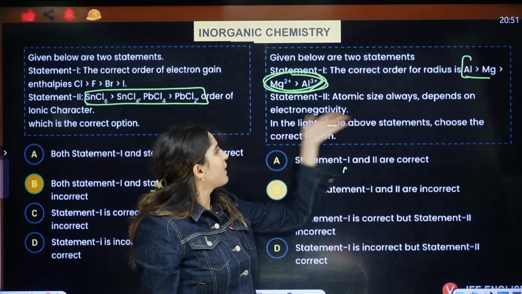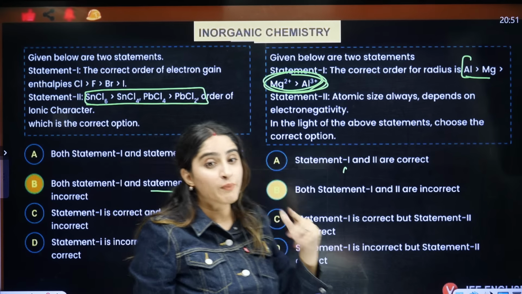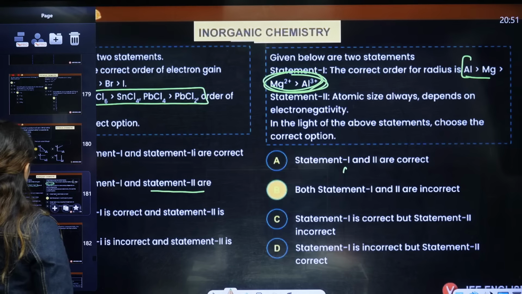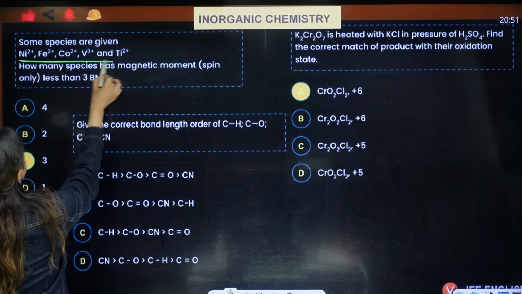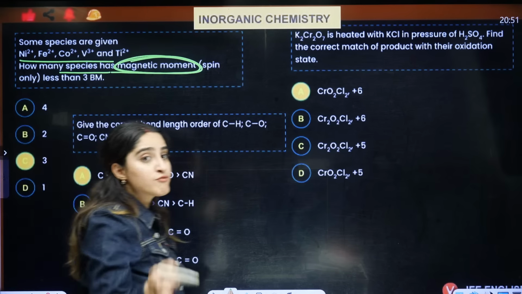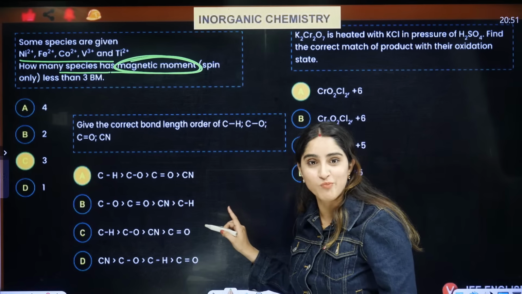Atomic size always depends upon... this is a very general question, right? Now from inorganic chemistry, what exactly are they asking you here? If you see it further, they have asked about the magnetic moment of some species. Here they have not asked about hybridization. Here they have asked about magnetic moment.